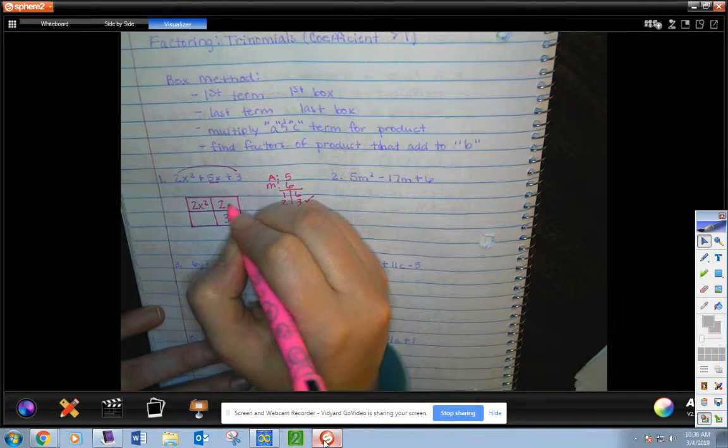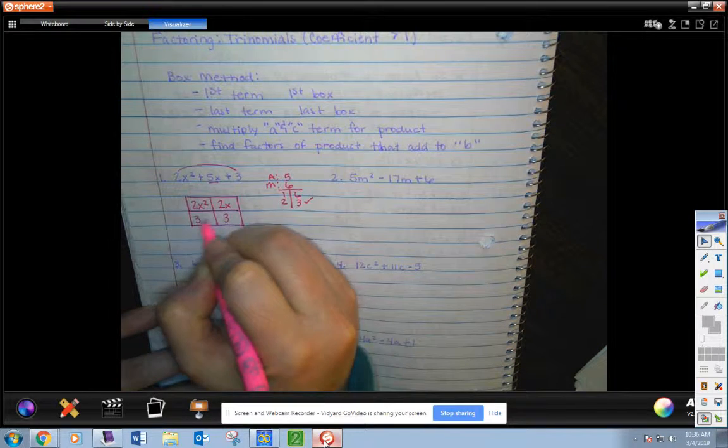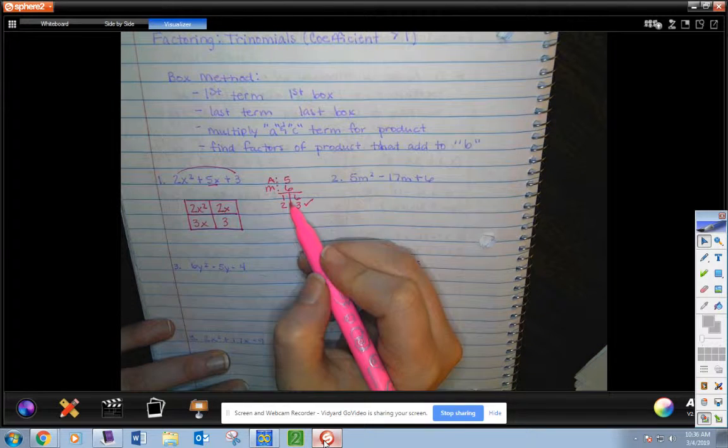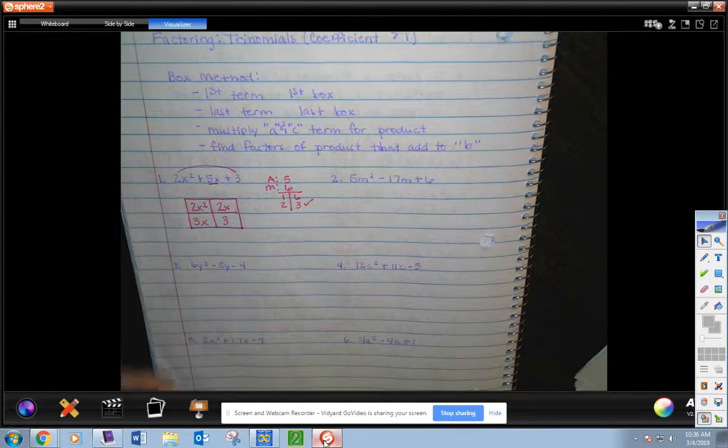So now that you have that, when you put them in the box, you're going to put in a 2x, and you're going to put in a 3x. We just take our numbers and add the letter that we're working with. So since we're wanting to add to 5x, we have to have x's included. Okay, now here is how this works. You're pretty much just dividing.